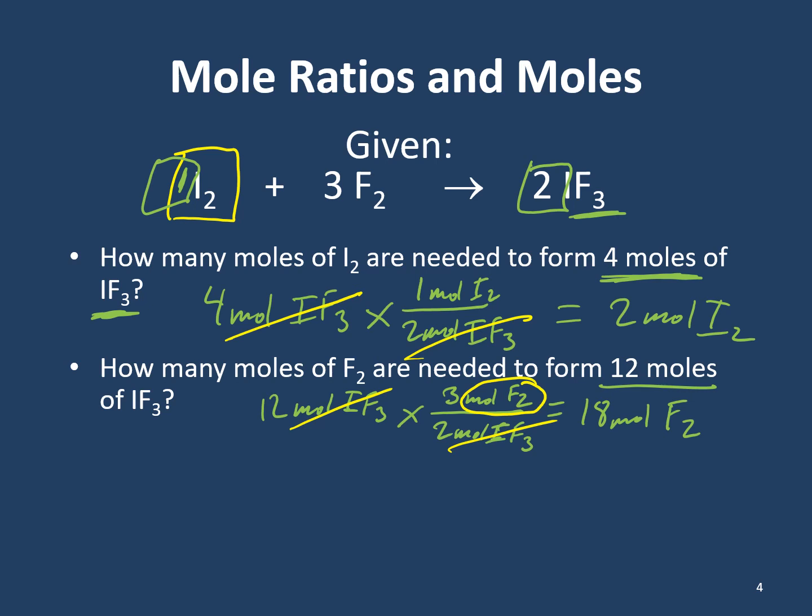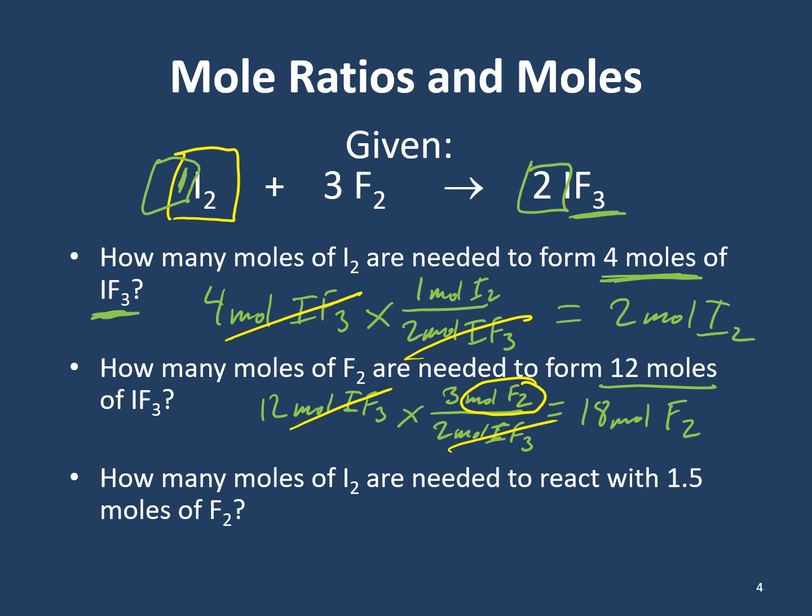Let's do one last problem with moles. So how many moles of I2 are needed to react with 1.5 moles of F2? Again, I mentioned this on the previous slides. We don't always have to go from a product to a reactant or a reactant to a product. We could go from one reactant to the other reactant, right? I know I have 1.5 moles of F2. How many moles am I going to need of I2 to get rid of all of my F2?